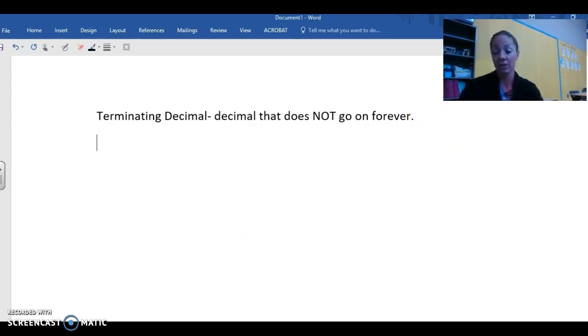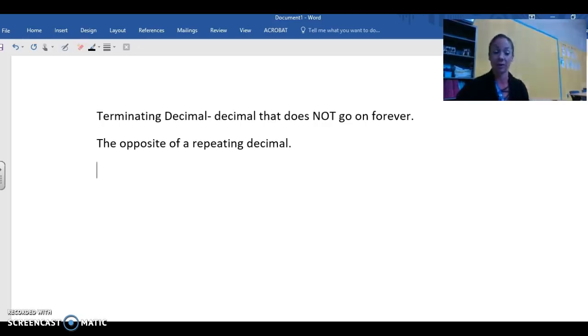A fact or characteristic of a terminating decimal is that it's the opposite of a repeating decimal. You want that in your notes. You're going to need it for class tomorrow. An example to get in your notes could be something such as 1.4, 1 4/10, is a terminating decimal because it ends. It does not go on forever. A non-example of a terminating decimal could be something like 0.333333, and it goes on forever. The 3 is repeated infinitely. So make sure you get that in your notes as a non-example.